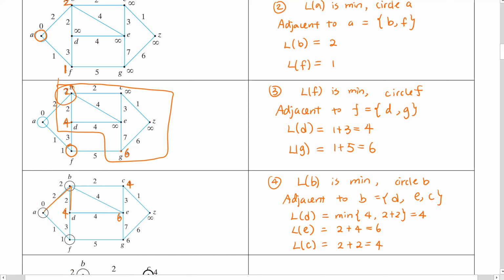So far so good, everybody? Now we want to compare the vertices with temporary labels. Which one is minimum? Well, here we have 2 minimum, right? We have C and D, both of them have label 4. So let's put it down.